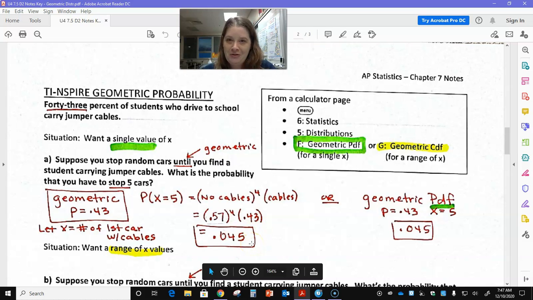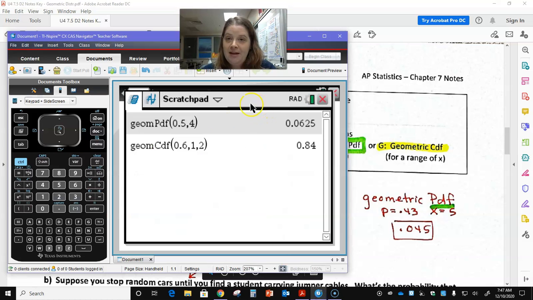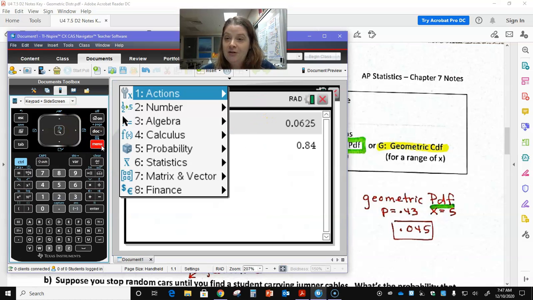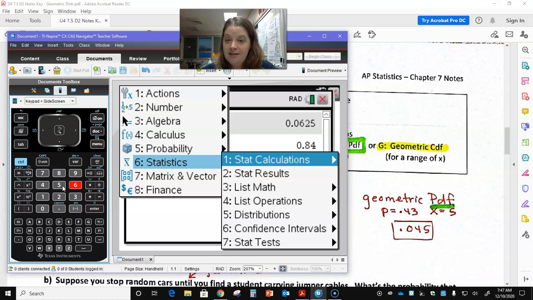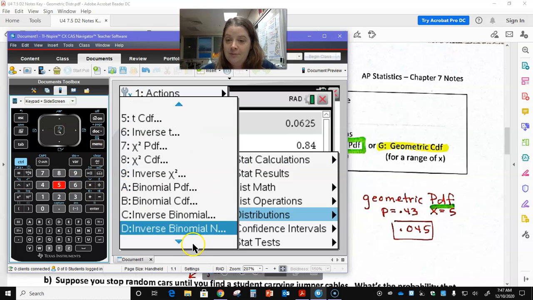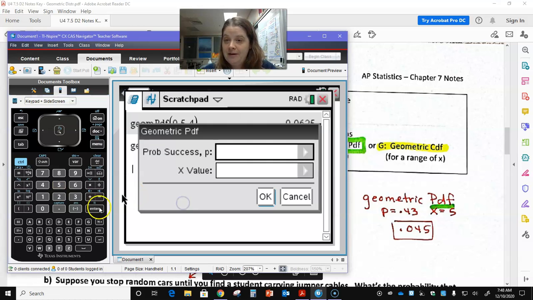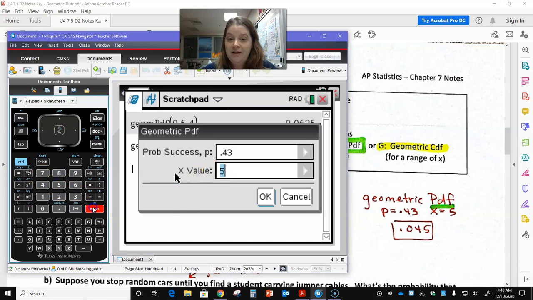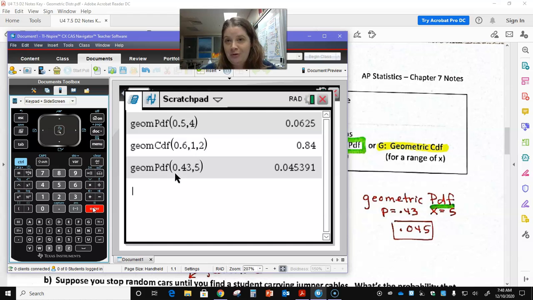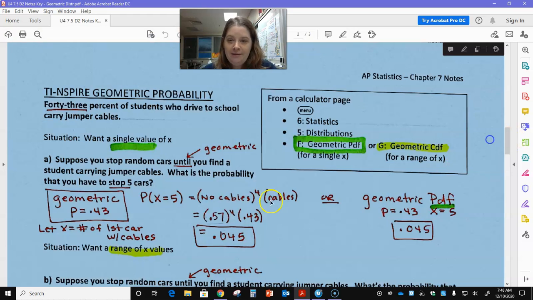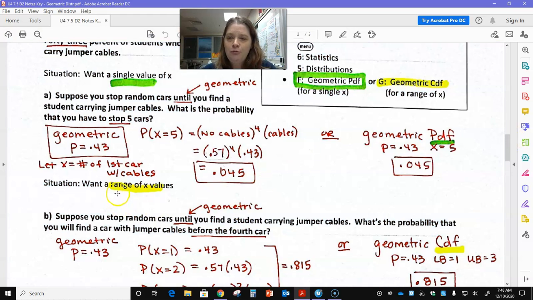That gives me 0.045. The other thing I can do is bring up my TI-Nspire here. Because this is a single value, I'm going to Menu, Statistics, Distributions, and scroll down and find the geometric PDF. Probability of success was 0.43, and the first success I wanted to be the 5th car. Hit enter, and there's that 0.045. Now, if you want a range of X values, you're going to use the geometric CDF.